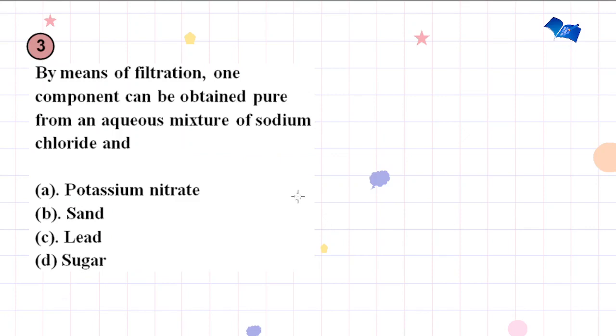By means of filtration, 1 component can be obtained pure from an aqueous mixture of sodium chloride and... Now you have to note that sodium chloride is very soluble in water. So if this is an aqueous mixture of sodium chloride, you see that the sodium chloride, which is a salt, will be very soluble. Now for you to use filtration to obtain a component of a mixture of sodium chloride, then in that mixture you're going to have sand.